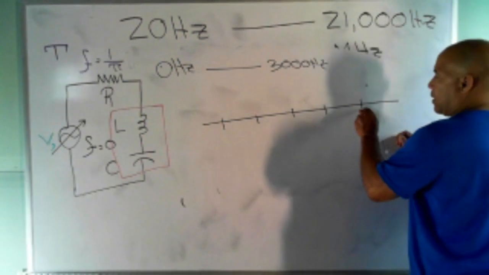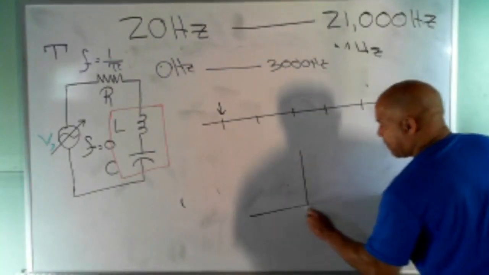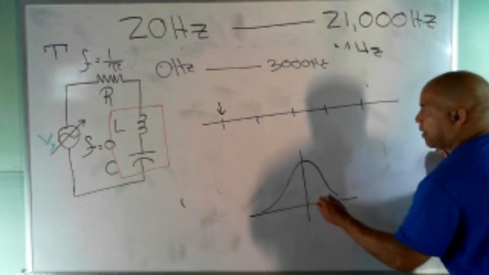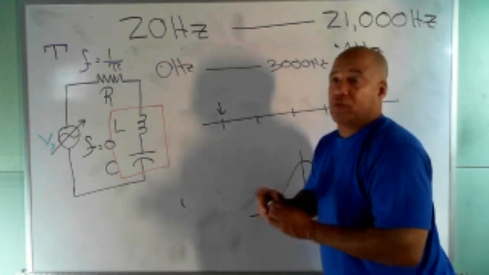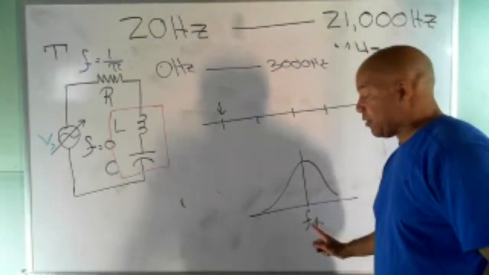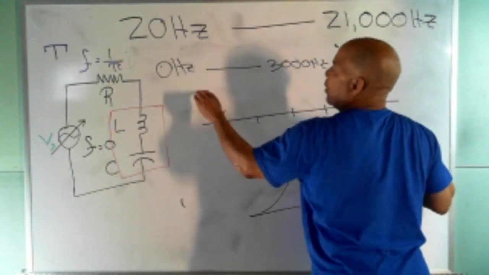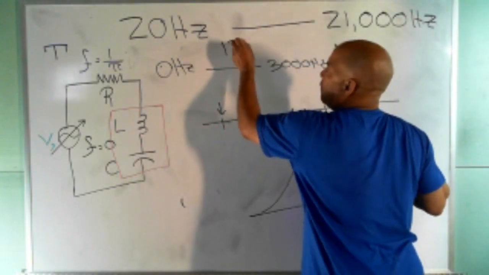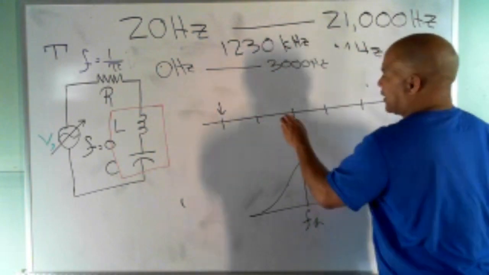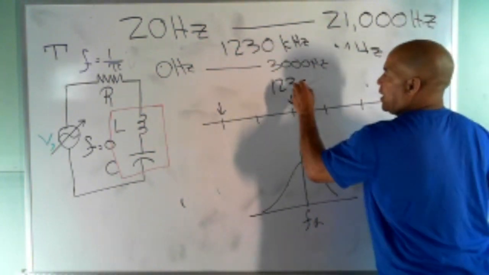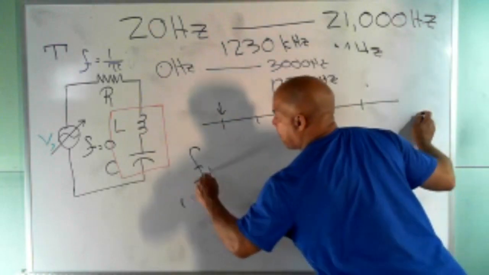Now this right here is a frequency. That's this. One of these marks is my resonant frequency. That's FR. So when you tune to a frequency, what you're setting is a resonant frequency. So one frequency on AM is 1230 kilohertz. So let's assume that that's right there. That's 1230 kilohertz. That's FR.